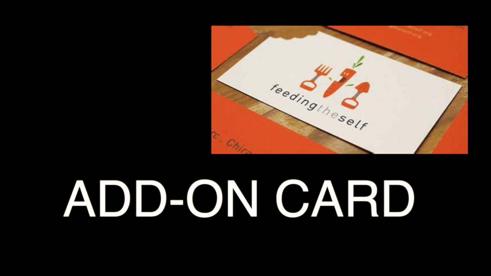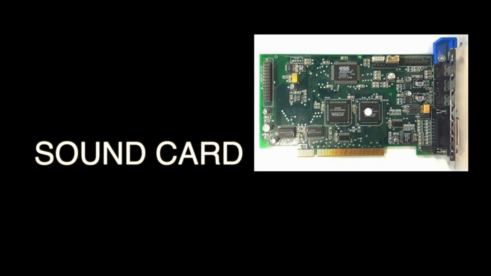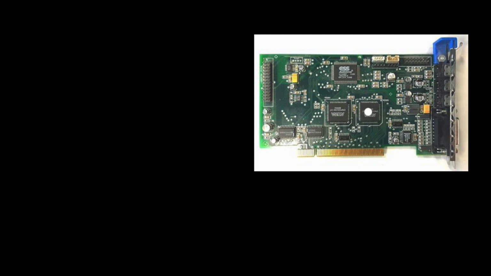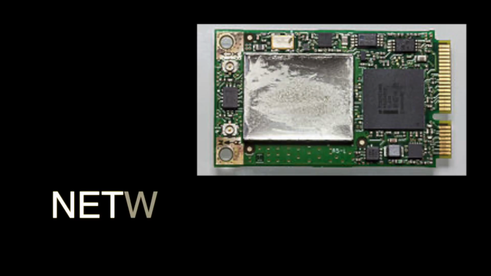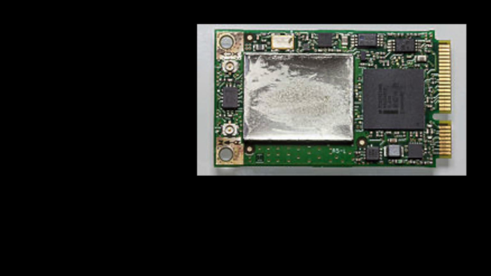An add-on card or add-in card is an expansion card, a printed circuit board that plugs into an expansion slot in a computer to provide some extra facility. A sound card is an internal expansion card that provides input and output of audio signals to and from a computer under control of computer programs. A network interface controller is a computer hardware component that connects a computer to a computer network. Early network interface controllers were commonly implemented on expansion cards that plugged into a computer bus.